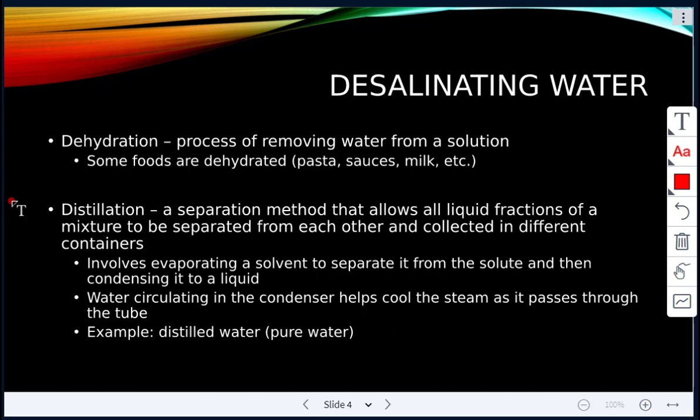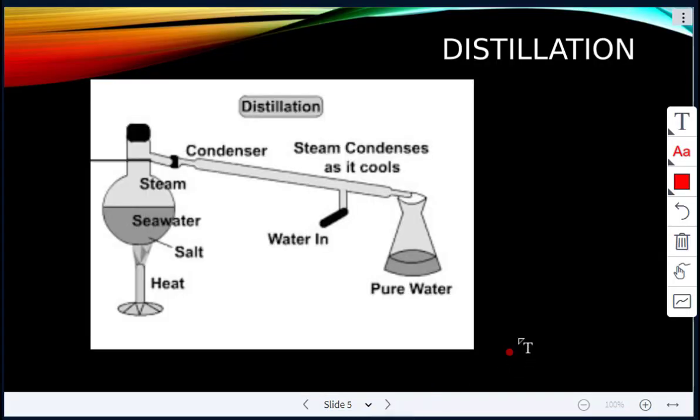liquid fractions of a mixture to be separated from each other and then collected in different containers. It involves evaporating a solvent to separate it from the solute and then condensing it back to its liquid form. There's water circulating in a condenser, which helps cool the steam as it passes through the tube. So we're going to look at an example of distilling water using distillation.